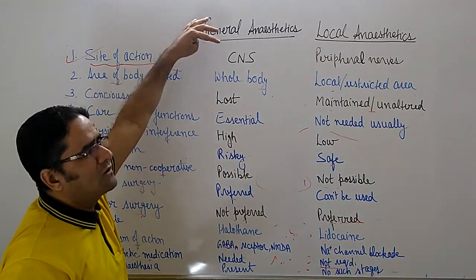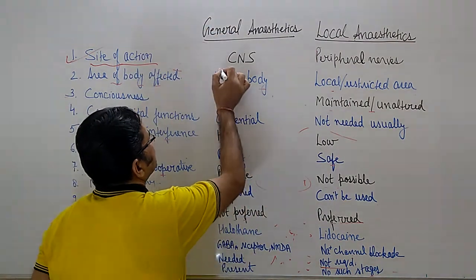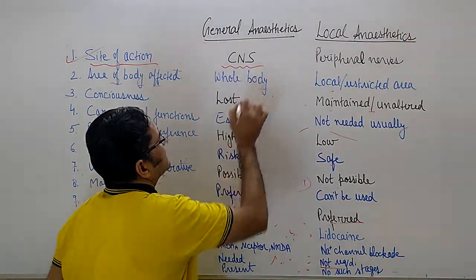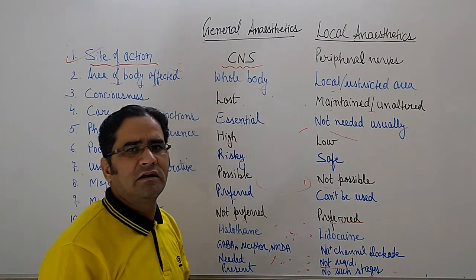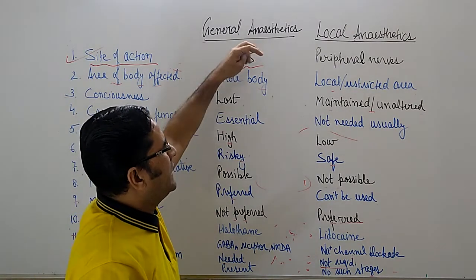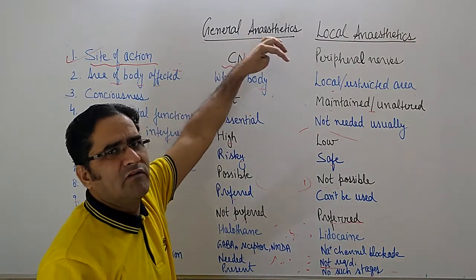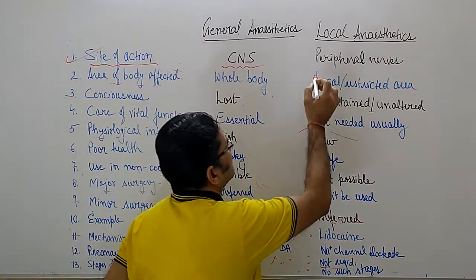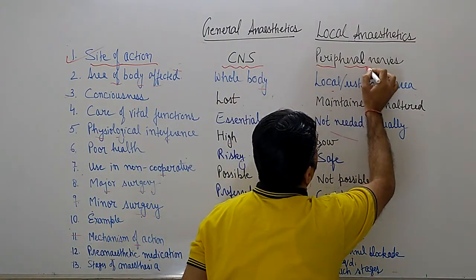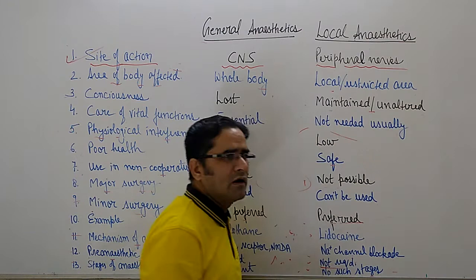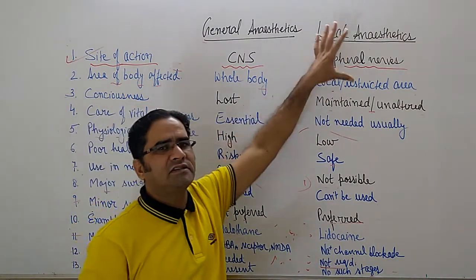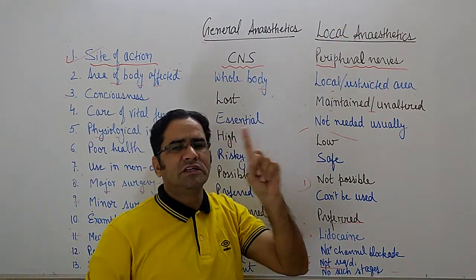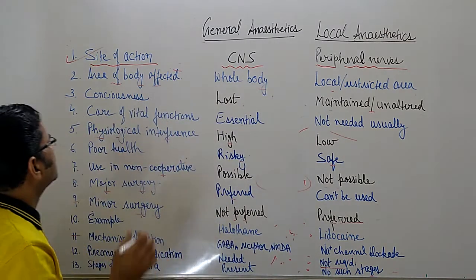If we talk about the general anesthetic, the site of action is the CNS, central nervous system. It means brain and spinal cord are involved. But if we talk about the local anesthetic, the peripheral nerves are involved. There is no involvement of the central nervous system. So this was the first point.